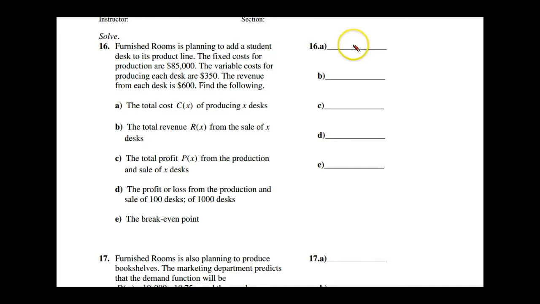So for A, they want the cost function. Now, we could put the fixed cost first, but I like to do it the other way. So to make each desk, it's 350 for each desk, and then this y-intercept is the fixed cost. Okay, now the revenue, we're going to sell each desk for $600.